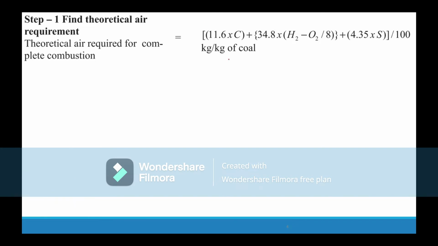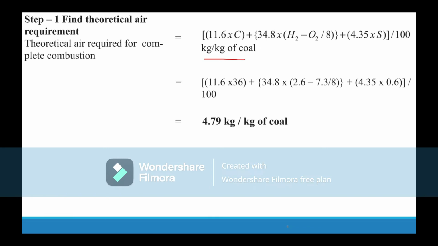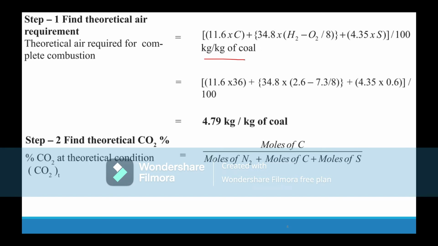theoretical air requirement. Here the carbon, hydrogen, oxygen and sulfur content available in the fuel is given. If I substitute the values by percent, then we get the theoretical air requirement. The theoretical air has oxygen which is completely utilized for combustion, which is the meaning of theoretical air requirement, and it is equal to 4.79 kilogram of air per kilogram of coal. Then step 2 is to find the theoretical CO2 percent to calculate the excess air supplied.